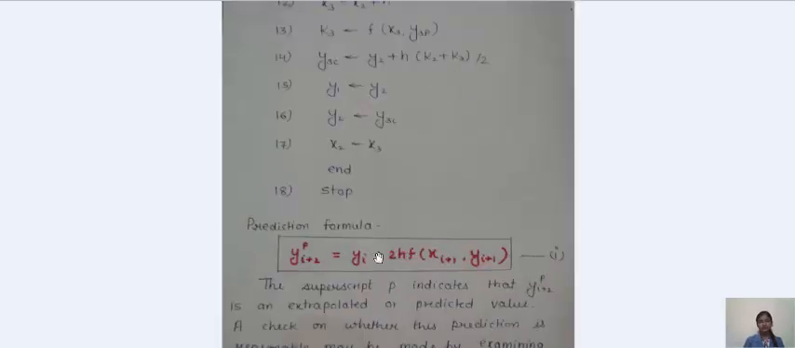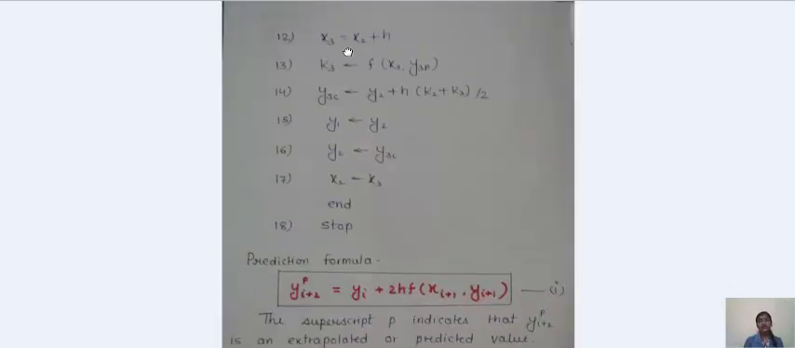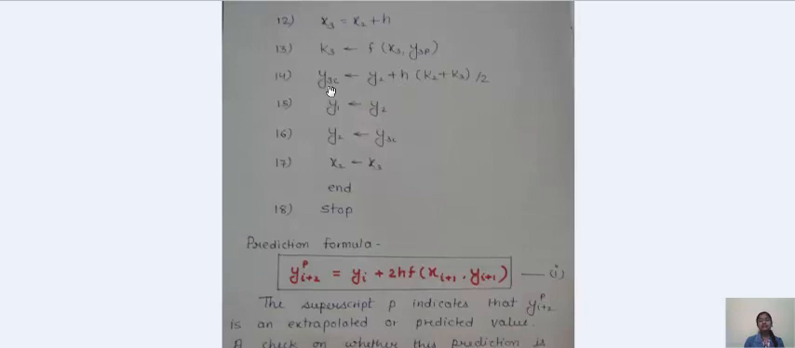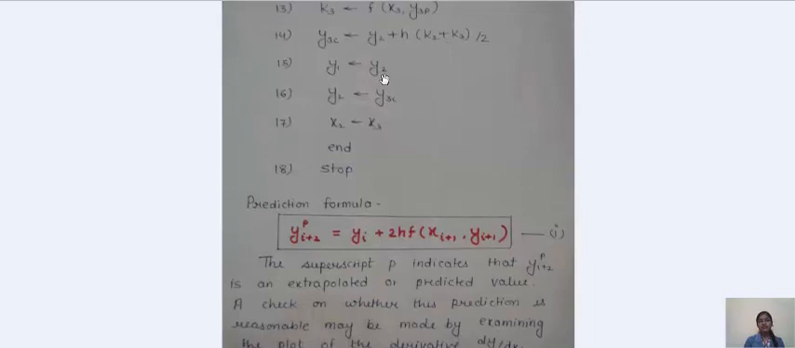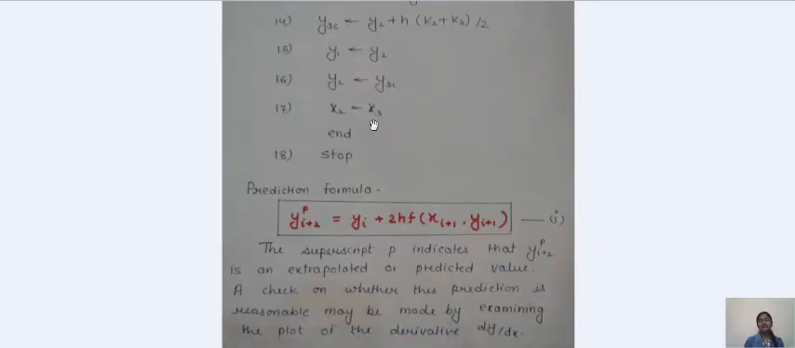Next we find the value of x3 equals x2 plus h, and the value of k3 equals the function at the point x3 and the predicted y3. Next we find y3, that is the corrector formula, equals y2 plus h times k2 plus k3 by 2. So the value of y1 becomes y2, and y2 becomes y3 corrector, and the value of x2 equals x3, and this is the end of the algorithm.